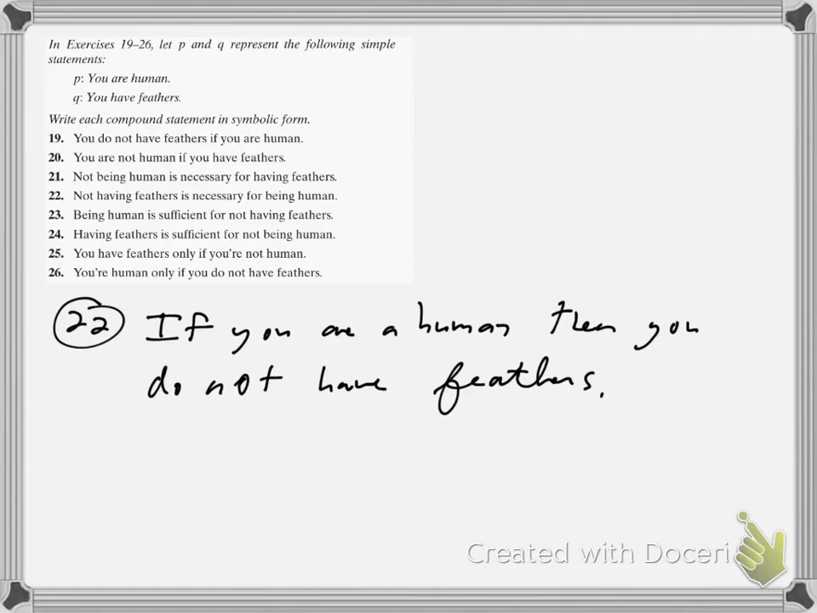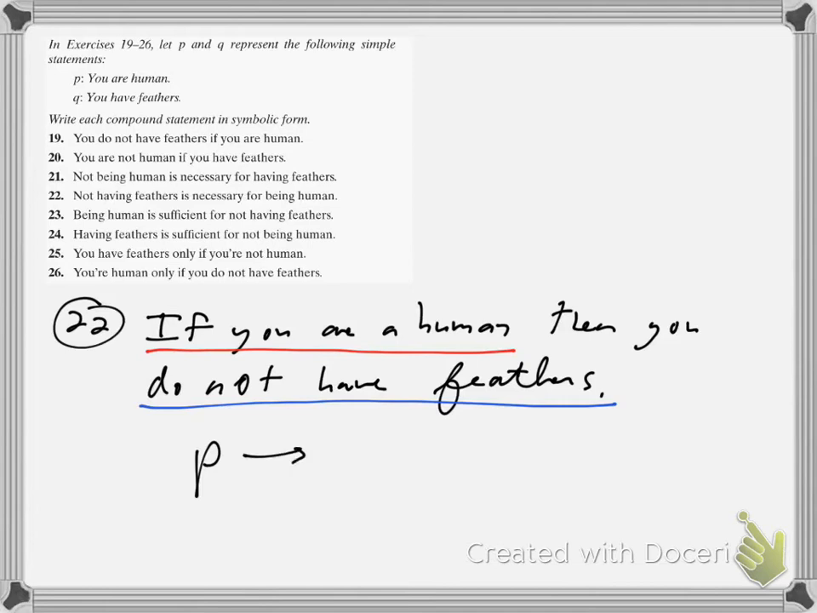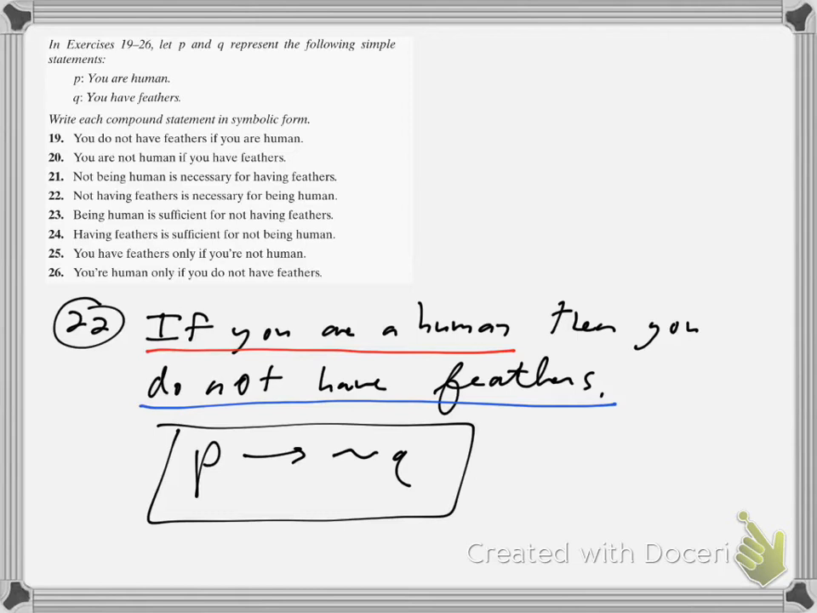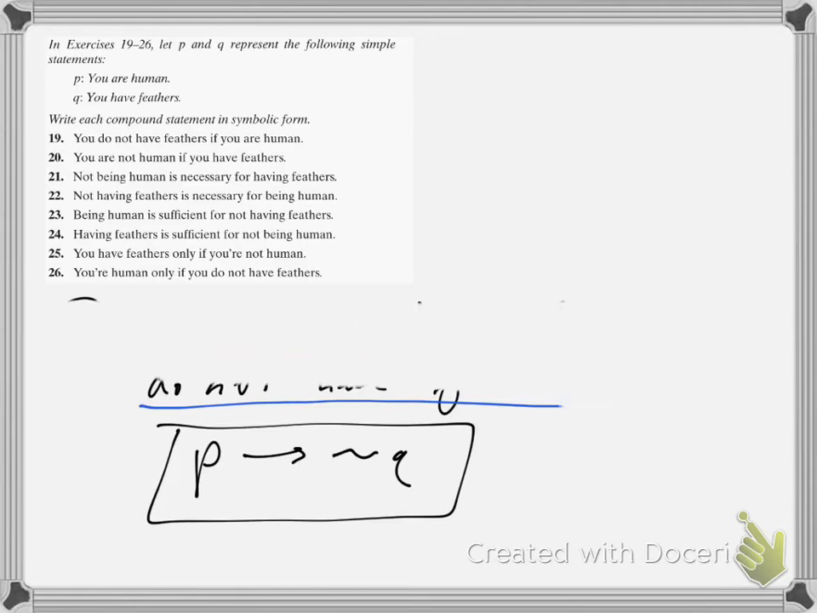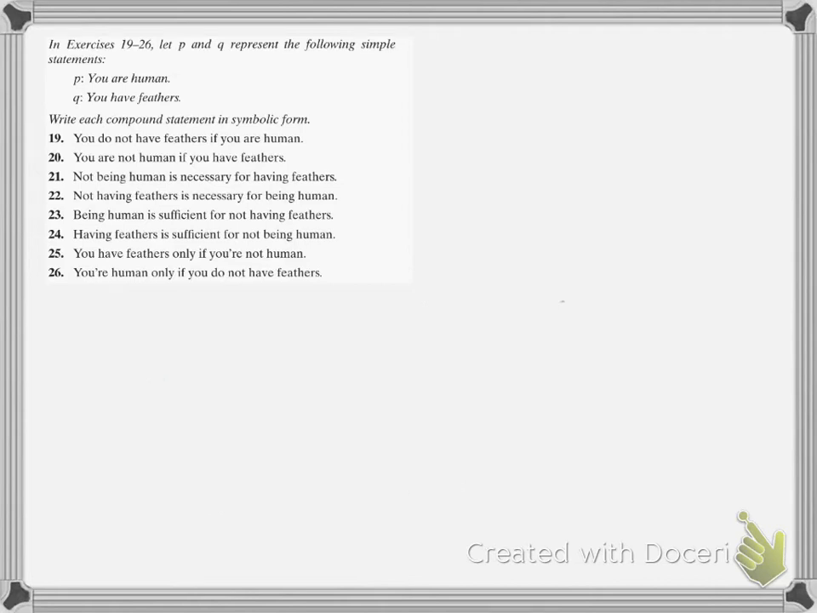So you got to get used to wording these properly. So again, now my first statement is this, and my second statement is that. Well, the you are a human statement, that's the P. Then we got my arrow. Then you do not have feathers. That would be a not Q. P implies not Q. Okay, let's erase and do the next one. Let's do 24.